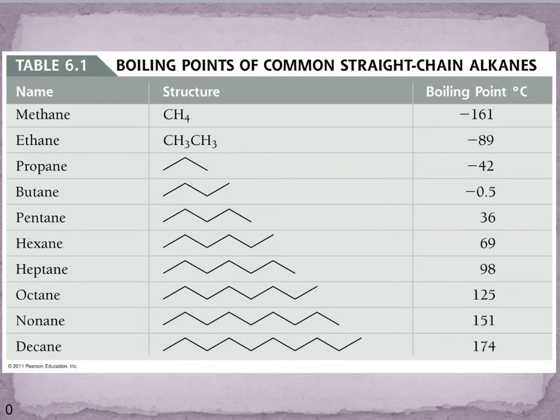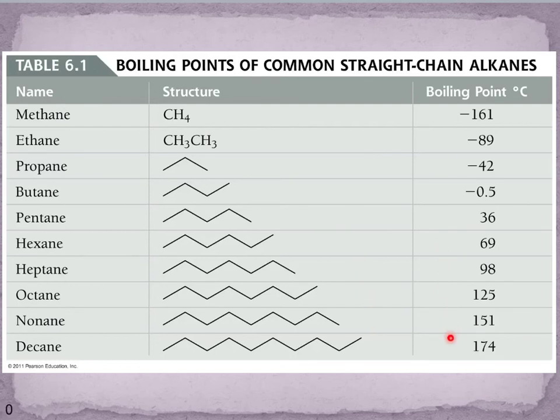So here's some examples of what we see for the boiling points of these alkanes. We start with CH4. We see a boiling point of 161 degrees below 0 Celsius. And then we get to ethane. We see an increase in the boiling point. As we increase the number of carbon atoms in each of these alkanes, we see that the boiling point continues to increase. So the bigger the molecule, the higher the boiling point.